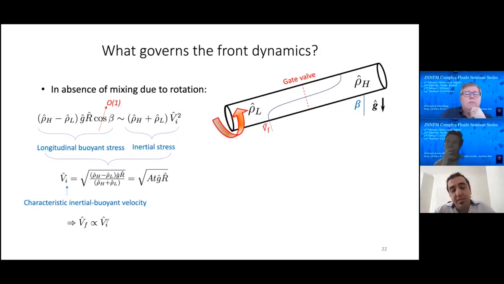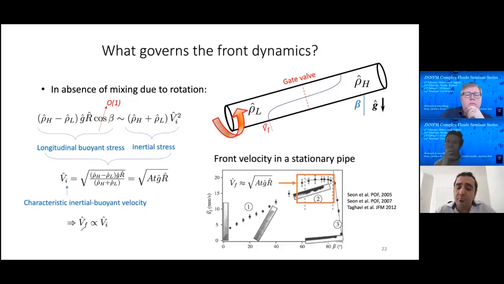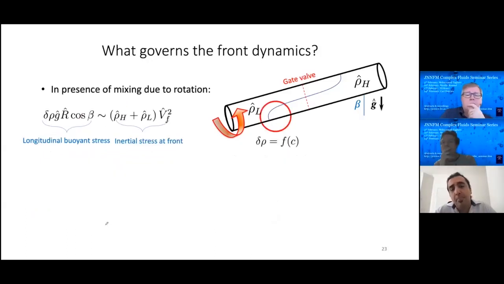And the front velocity would be only a function of the characteristic inertial buoyant velocity. In fact, the previous works in stationary rotating pipes, for example, the now classical works of Seon, show that the front velocity at intermediate angles is very close to the value of the VI that we have obtained. So what happens in the presence of rotation and mixing?